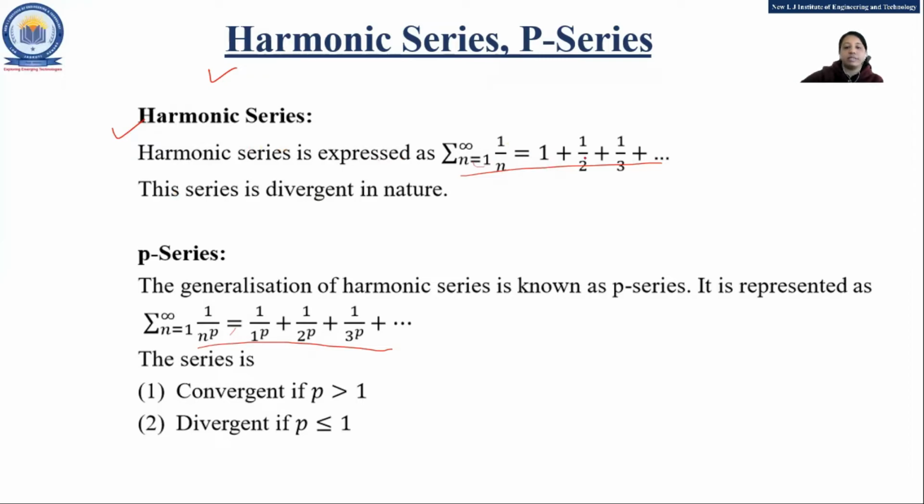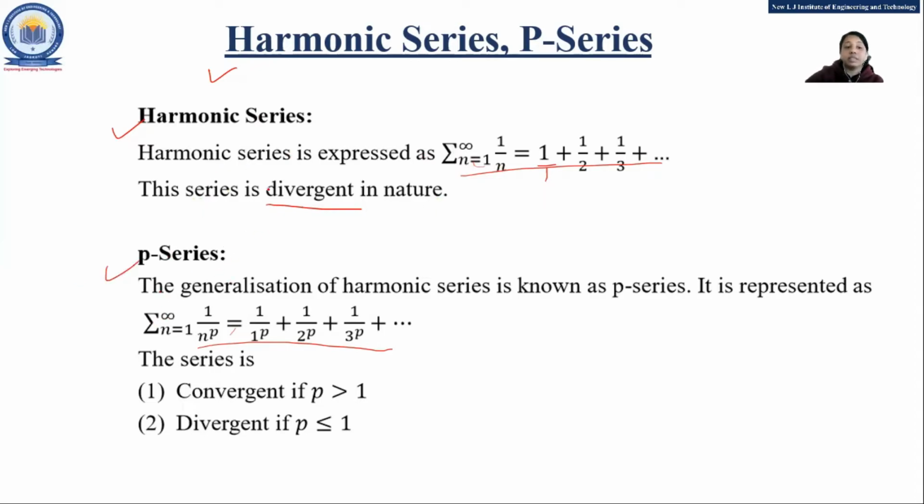That means 1 by 1 plus 1 by 2 plus 1 by 3, right? If it is this type of series, it is always divergent in nature. That is fixed. So that is called the harmonic series. Just this type of series is divergent. Directly you can write.